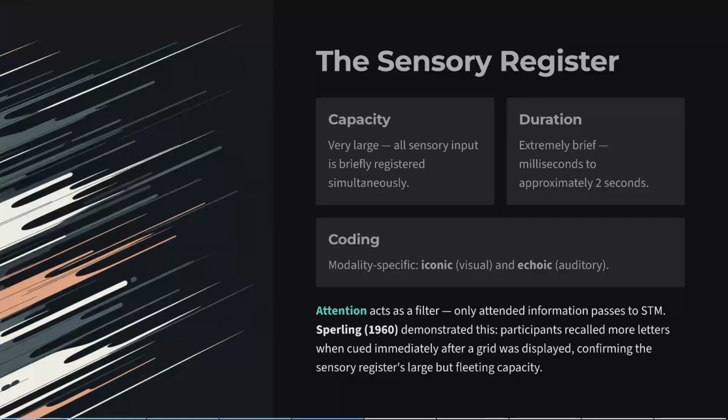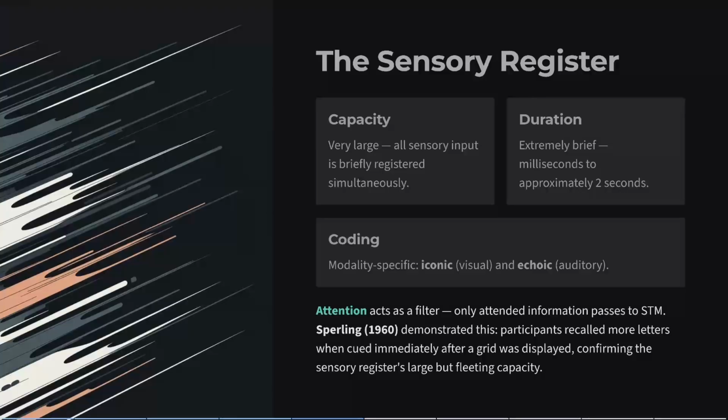And this is where attention becomes crucial. Attention acts as a filter between the sensory register and the short-term memory. Of the enormous flood of sensory information entering the register every second, only what you consciously attend to passes through to the short-term memory. Everything else gets discarded. Think about what you can notice right now if you consciously attend to it. Sounds in your room, the feeling of your chair, the temperature of the air. All of that was in your sensory register a moment ago. You just weren't attending to it.